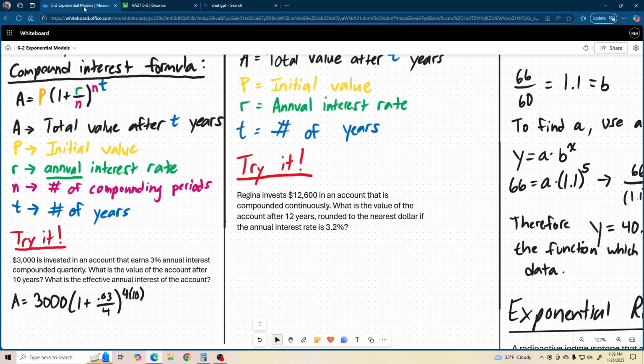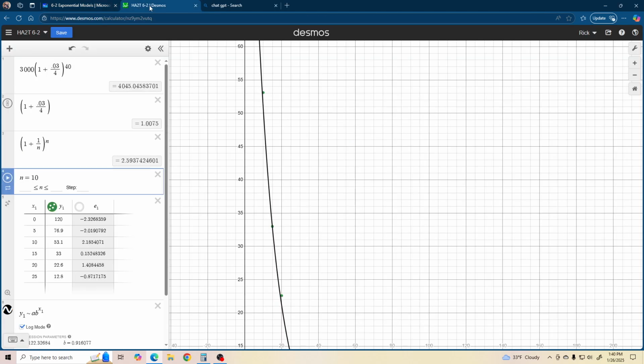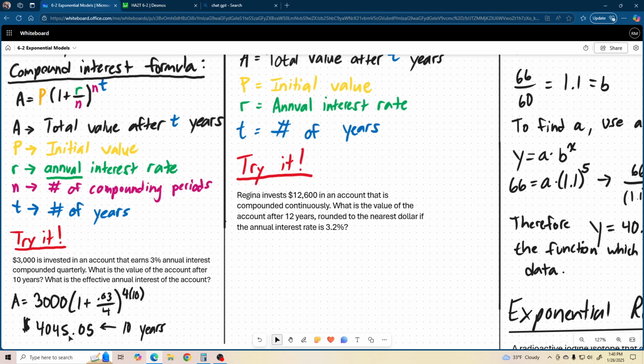So we got $4,045.05. And that's the value of the account after 10 years, right? So this is how much we'll have after 10 years, which means in 10 years, with just interest, we made around $1,045, roughly, right?